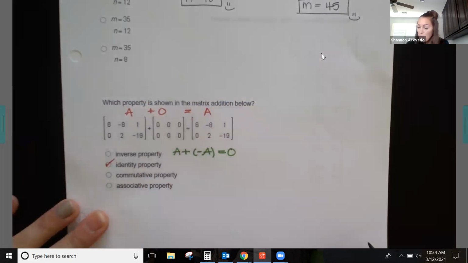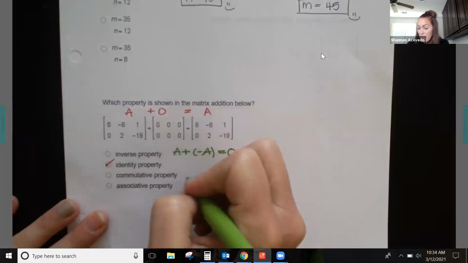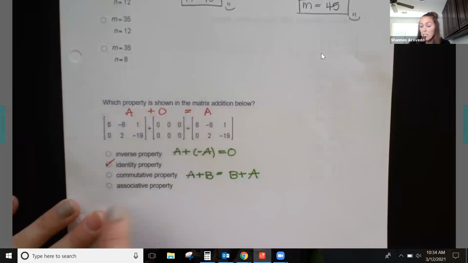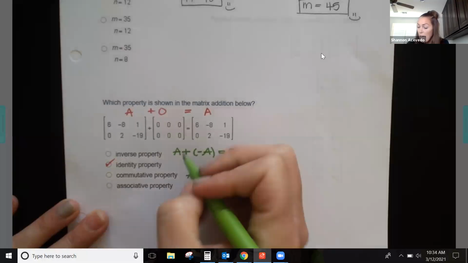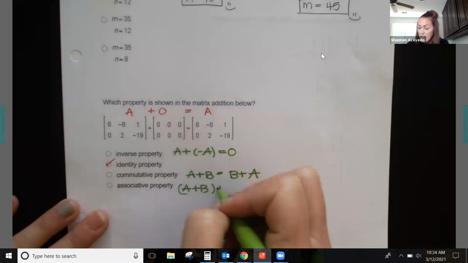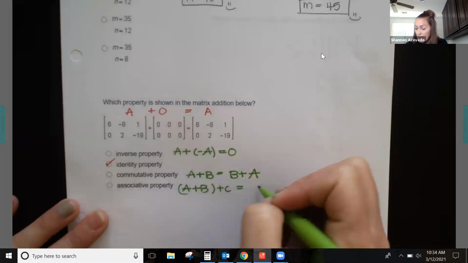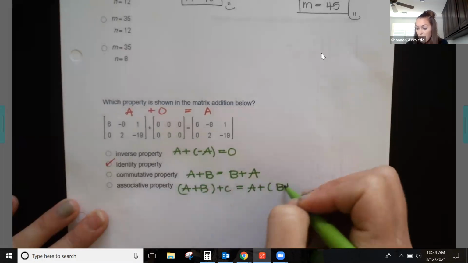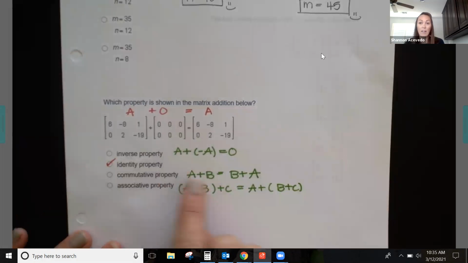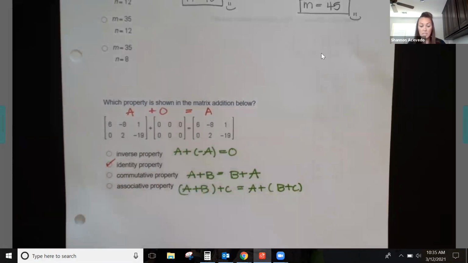That's the inverse. Commutative would be something like A plus B is equal to B plus A. And my associative property would be something like A plus B plus C is equal to A plus B plus C, where the parentheses just move. So those are the 4 types of properties that you'll see. So they'll put it in regards to matrices. So this is just representing each of these variables here, just representing a matrix.